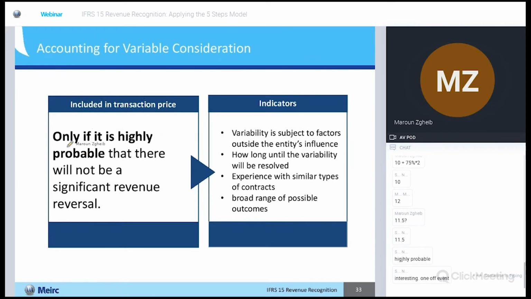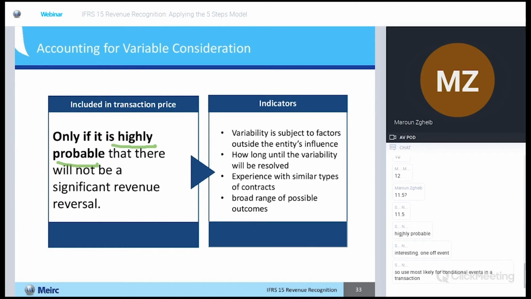It is included in the transaction price only if it is highly probable that there will not be a significant revenue reversal. The indicators that something will be highly probable: one, you need to look at the experience with similar items. So to decide if you will recognize it or not, use the most likely for conditional events, the amount that you don't think will reverse. Here you need to apply professional judgment.